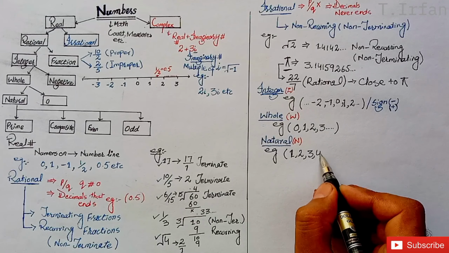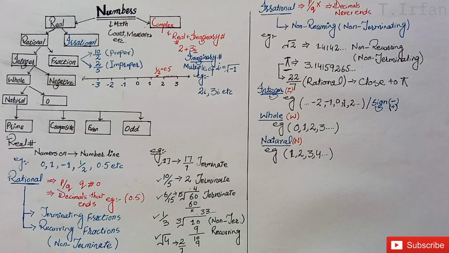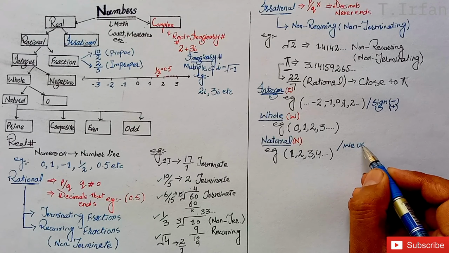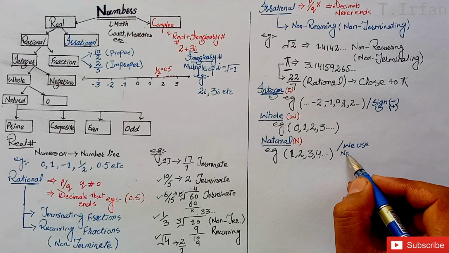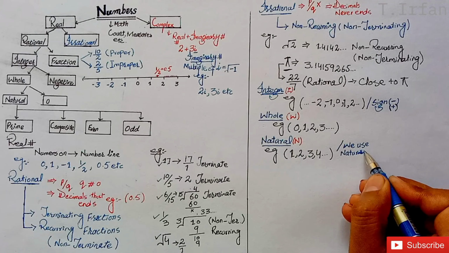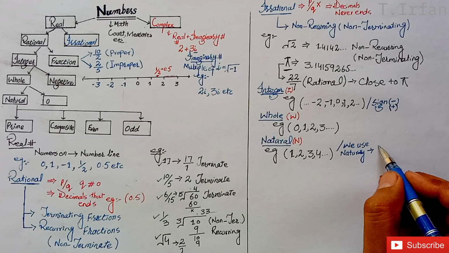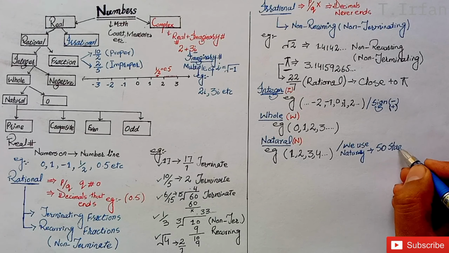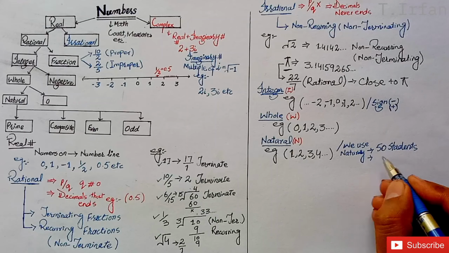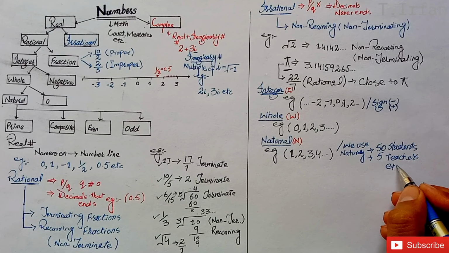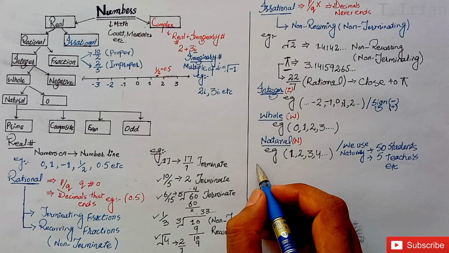These are the numbers which we use in daily life or naturally. For example, we say that there are 50 students in the class or 5 teachers in the school, etc. These are examples of natural numbers. Natural numbers can be prime, composite, even and odd.